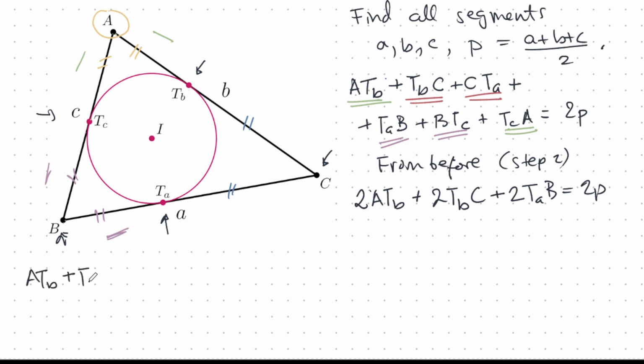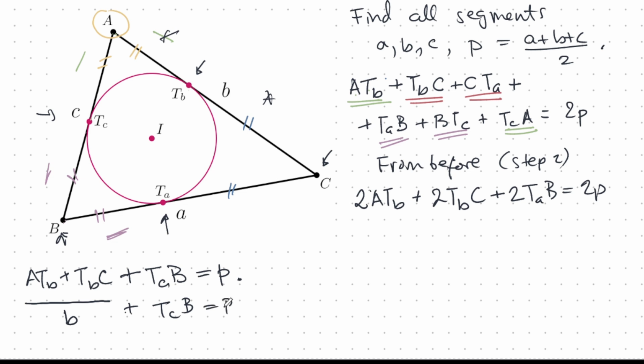ATB plus TBC plus TAB is equal to P. Very, very good. However, if you notice here, this combination, that's this segment plus this segment, so that's side B. And we have TCB here plus TCB here equals P. And so therefore, I've proved that this segment here, TCB, is equal to P minus B.